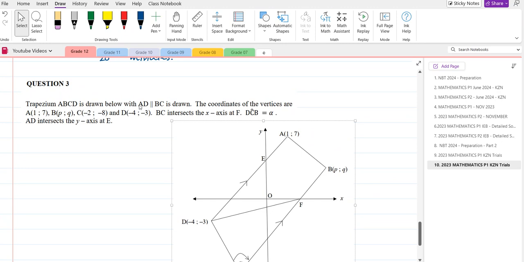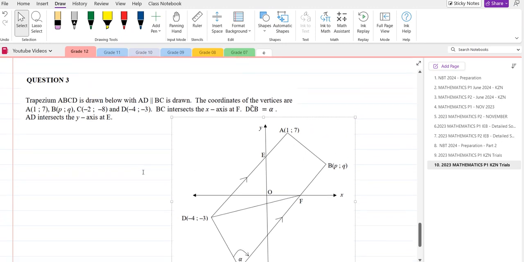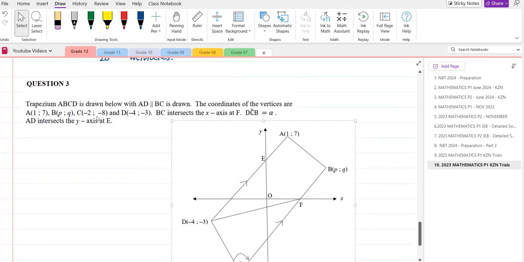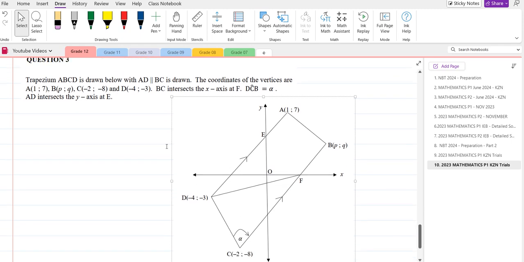BCD is drawn below with AD parallel to BC. The coordinates of the vertices are A, B, C and D. Everything is given on the diagram, right? BC intersects the x-axis at F. Right, so line BC intersects the x-axis at F.